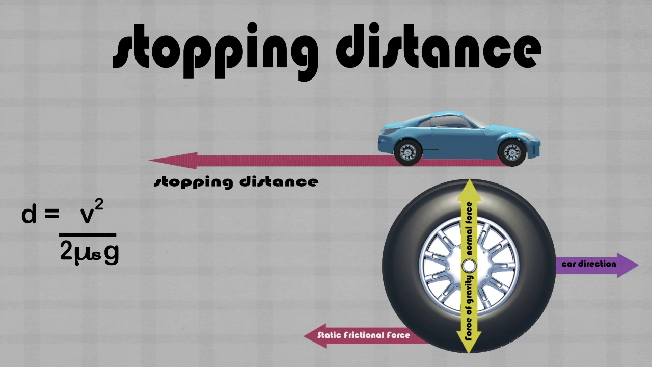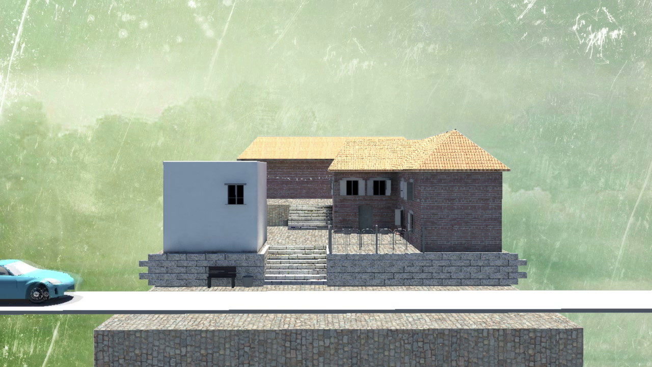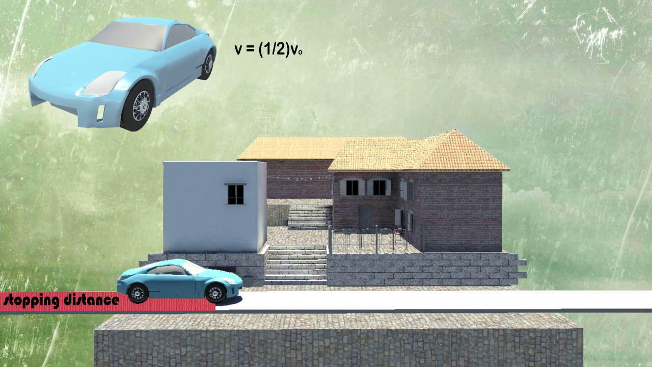Let's run through the equation again, but this time we will see what the stopping distance is when our car is traveling at half the original speed. We find that the distance is 1/4 of the original stopping distance. So when the velocity is halved, the distance is only 1/4 of what it originally was.